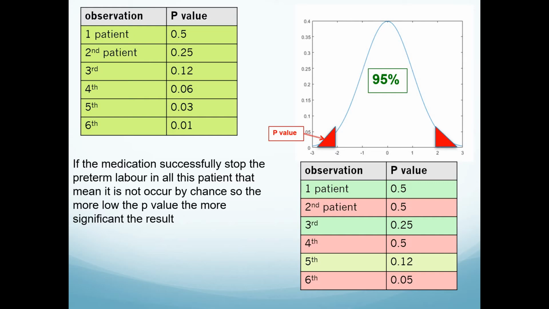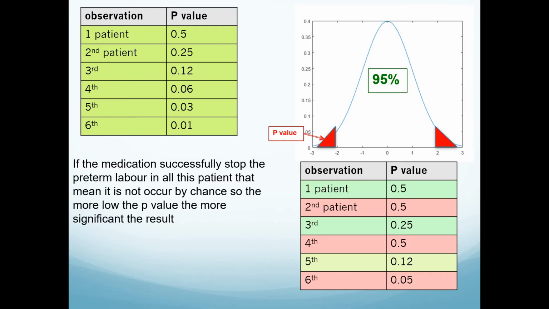So if the medication successfully stops the preterm labor in all these patients, that means it does not occur by chance. So the lower the p-value, the more significant the result. Why do we choose 0.05 in our study? Statisticians agree that if any medication or intervention is effective in 95% of the tested group, that means this is significant.